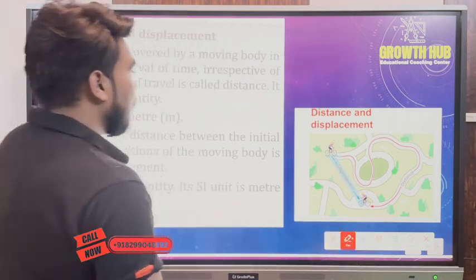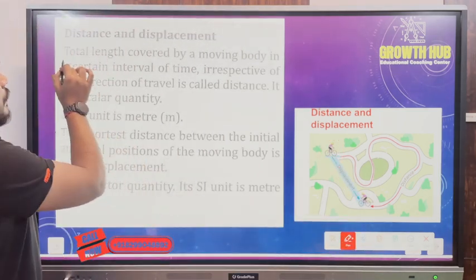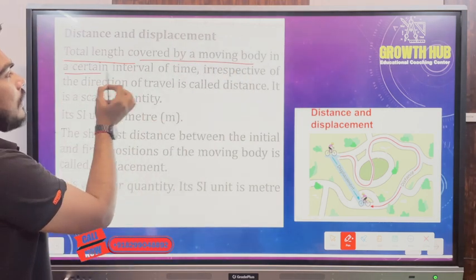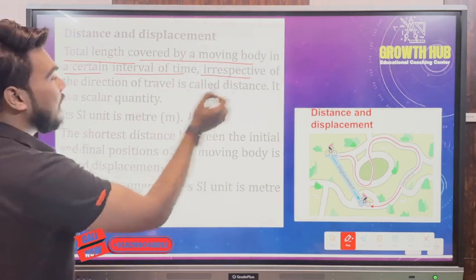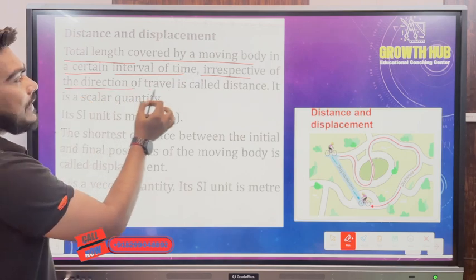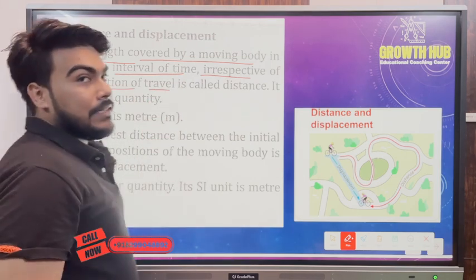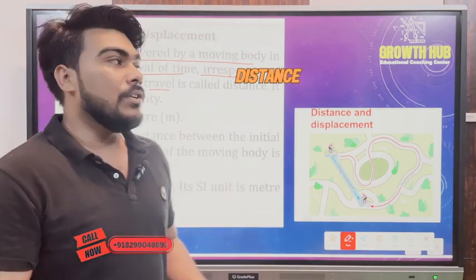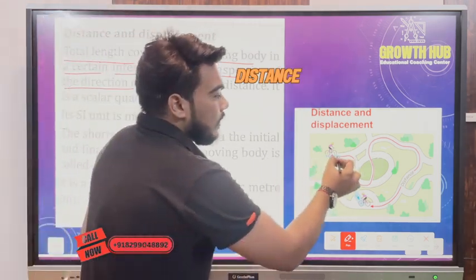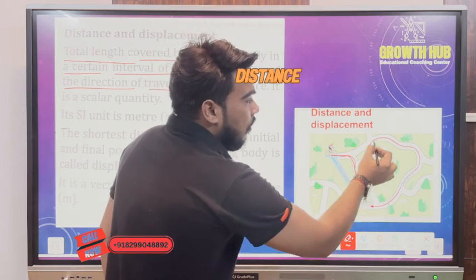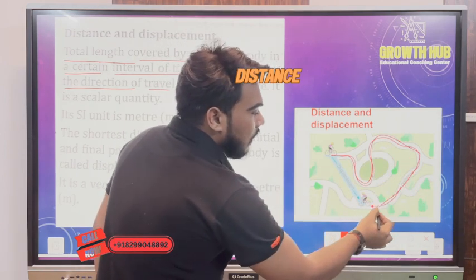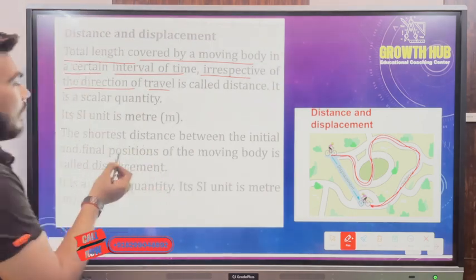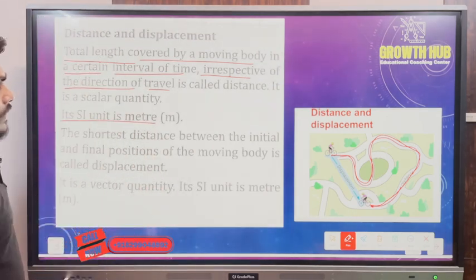We can simply define distance as the total length covered by the moving body in a certain interval of time, irrespective of the direction traveled. In distance, the direction doesn't matter in which direction you are going. The main thing that matters is the path taken by the object, which path a body is traveling. The SI unit of distance is meter.